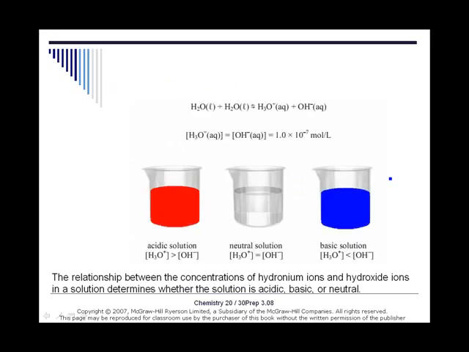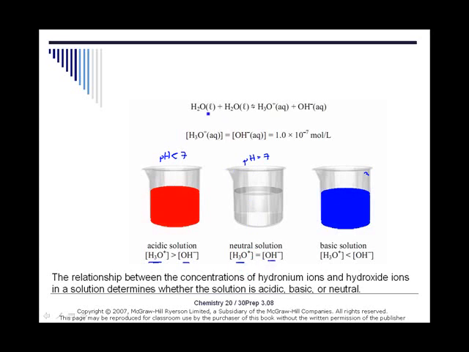So one relationship we know between acids and bases is with pH. So when we look at pH, we know that if the pH of a solution is less than 7, we have an acid. Another way to say that is the concentration of hydronium ions is higher than the concentration of hydroxide ions in an acidic solution. For neutral solutions, the pH is equal to 7. Or another way to say it is that our hydronium ion concentration and our hydroxide ion concentration are equal.